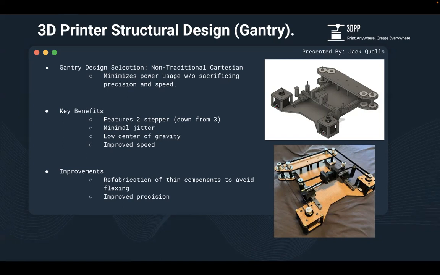Some improvements we made since the CDR presentation were to refabricate some of the thinner components, so the axles that the gears are sitting on, with a higher infill so that they flexed a little bit less, as well as improving the precision of the belts by making adjustments such as tightening them, or reprinting some of the components that we had in the initial prototype.